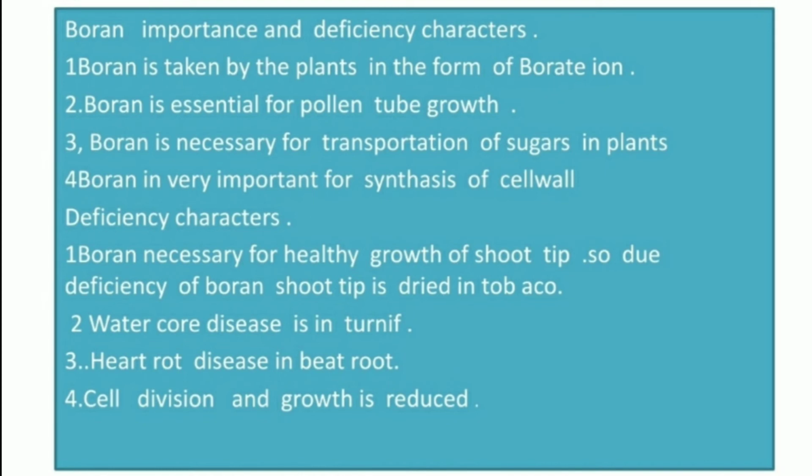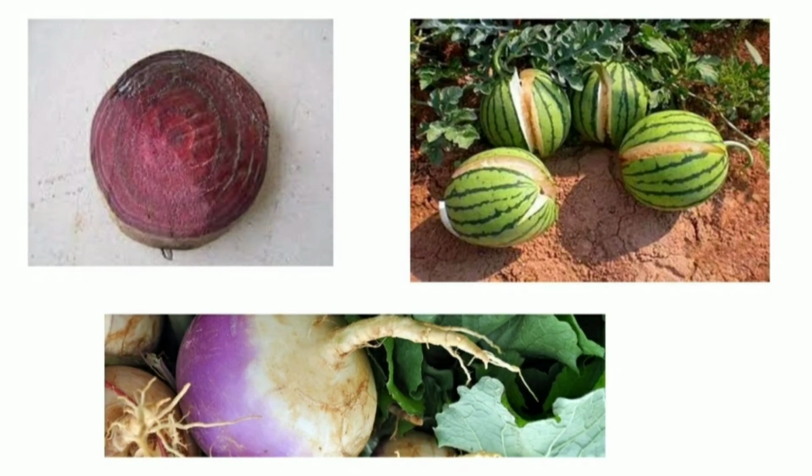boron is very important for the synthesis of cell wall in the plants. Boron deficiency characters: boron is very important for healthy growth of shoot tips. Due to boron deficiency, shoot tips dry in tobacco plant, water core disease occurs in turnip, heart rot disease in beetroot, and cell wall and growth are also reduced in the plants. As a result, the growth of the plant is stopped.